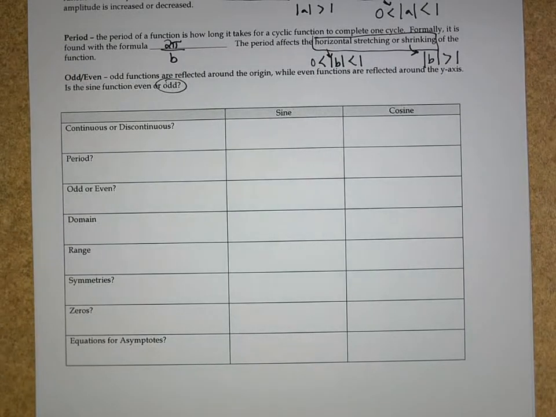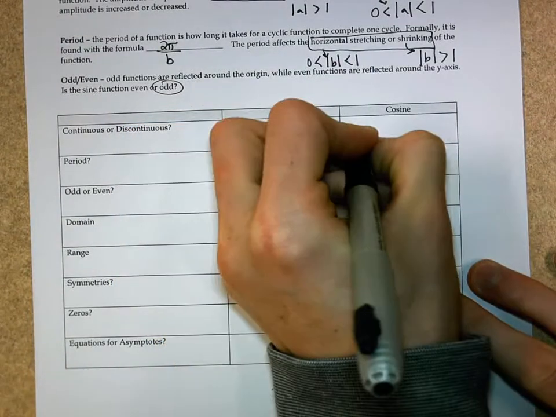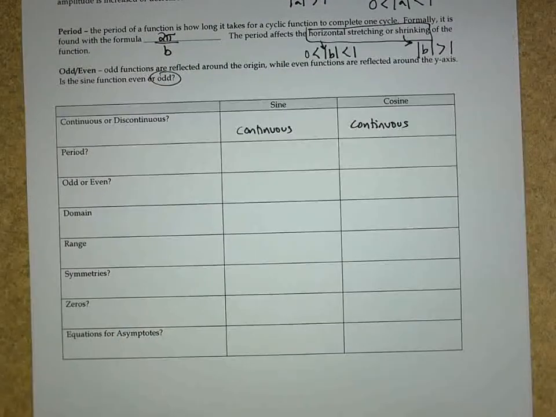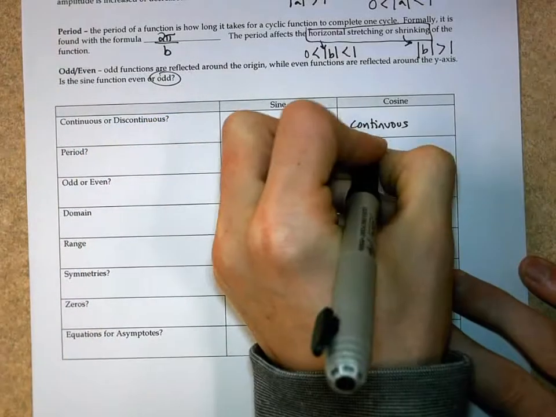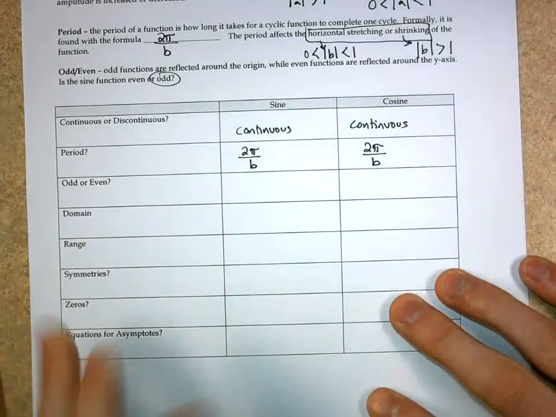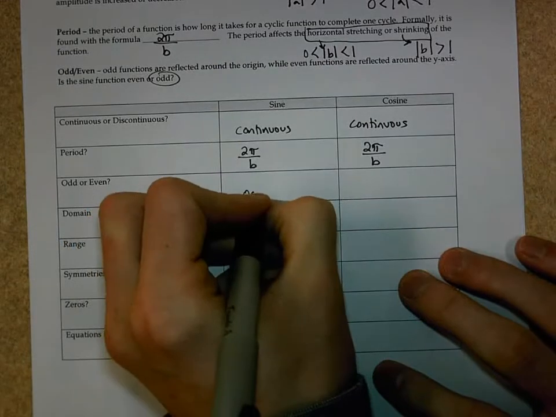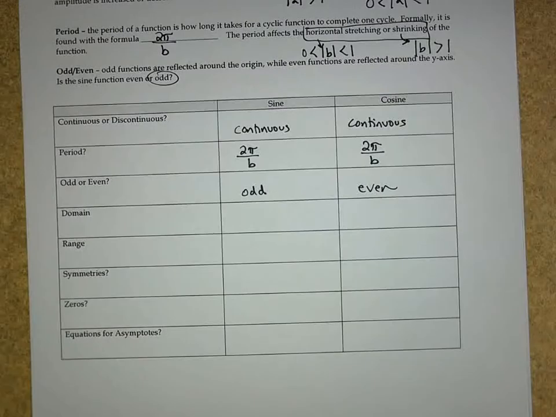So looking at the different characteristics of sine and cosine, are they continuous or discontinuous? Meaning, do they have breaks in them or not? Both sine and cosine are continuous. No holes, no asymptotes. The period, how long does it take to repeat? It's going to be found by the formula 2 pi over b. In terms of the graphs being odd or even, we just set up here that sine is an odd function and cosine is going to be an even function.